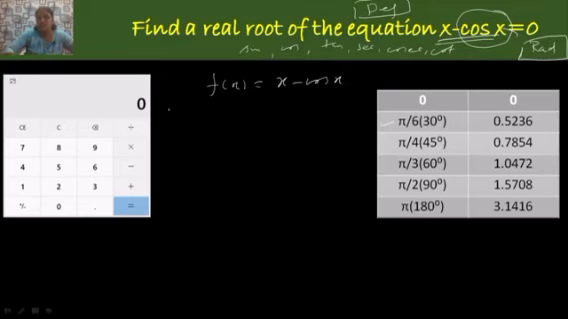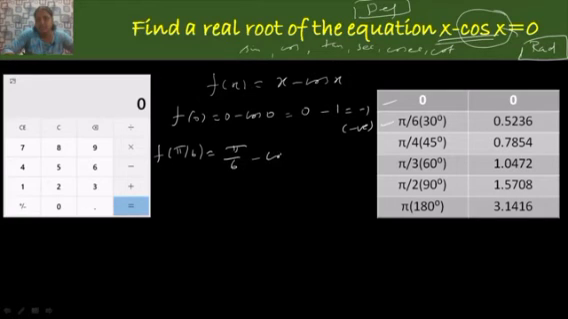So let me start with 0 as usual. f of 0 is 0 minus cos 0. The cosine value of 0 is 1. So that is minus 1. This is negative, isn't it? Next we substitute the value of x as pi by 6. That is pi by 6 minus cosine pi by 6.